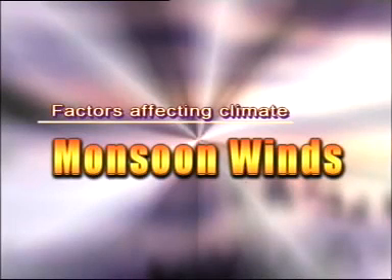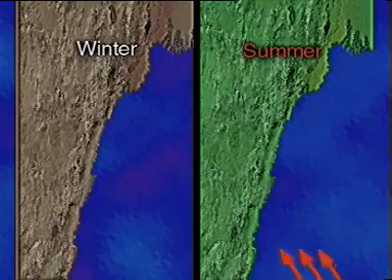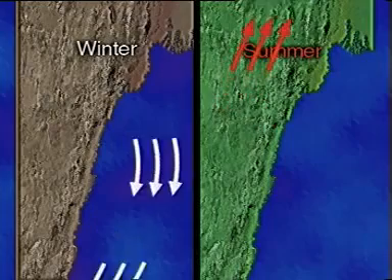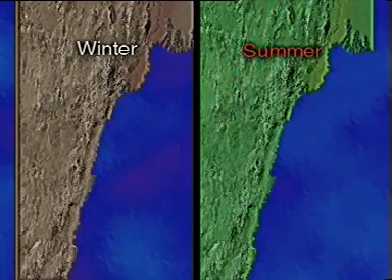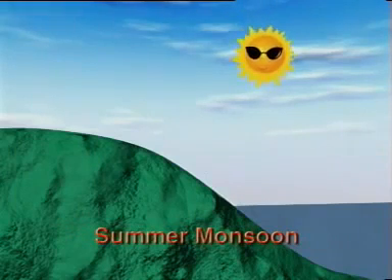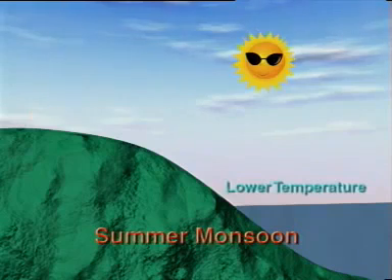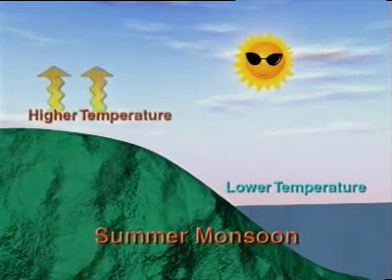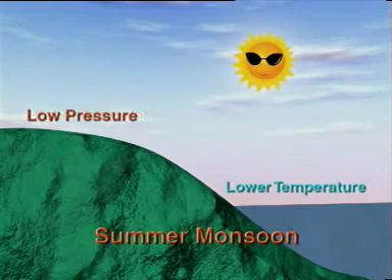The fourth factor that influences climate is monsoon winds. Monsoon winds are winds that change direction in different seasons. But what causes monsoon? Sunshine heats the Earth's surface, causing heated air to expand and rise, decreasing air density and creating low-pressure areas.